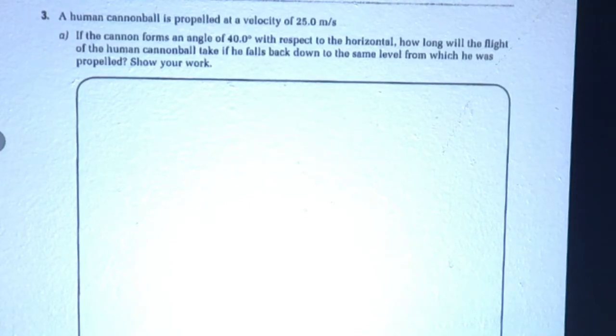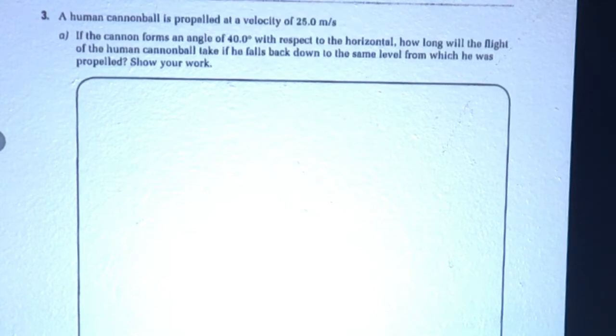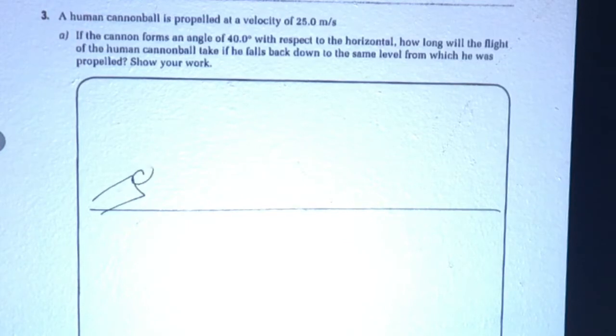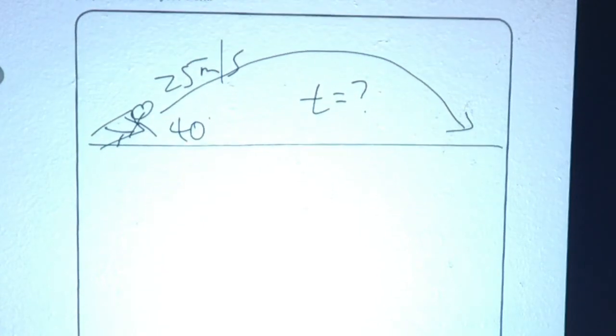So let's draw a quick example here. So here's the level, here's the ground. The person is shot from here, boom, and lands at the same spot. If that was the case, and we know that it is 40 degrees here at 25 meters per second, they want to know the time. How long will it take for the human cannonball to land back down on the other side?